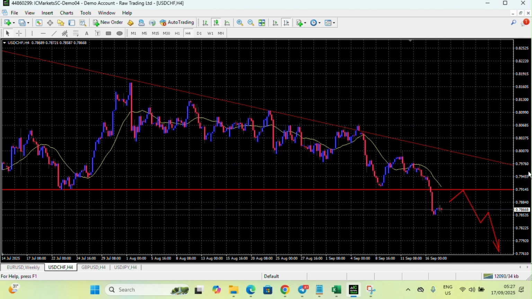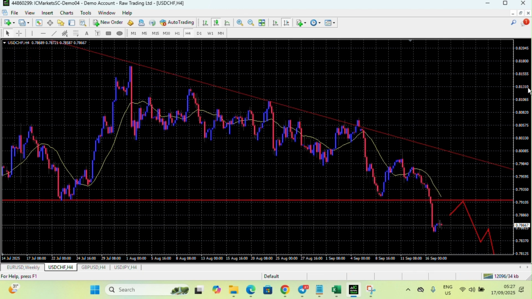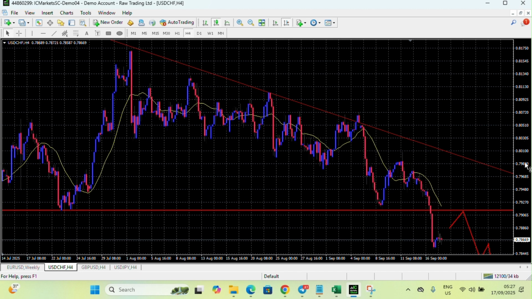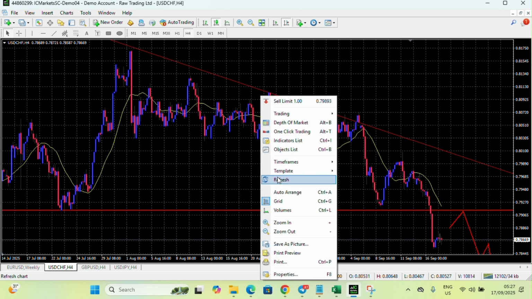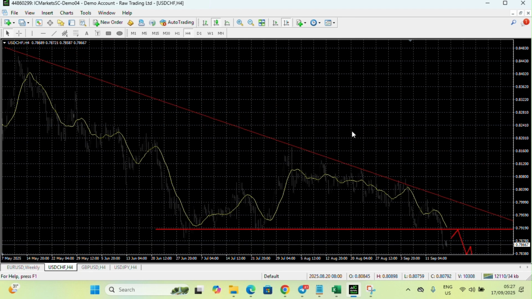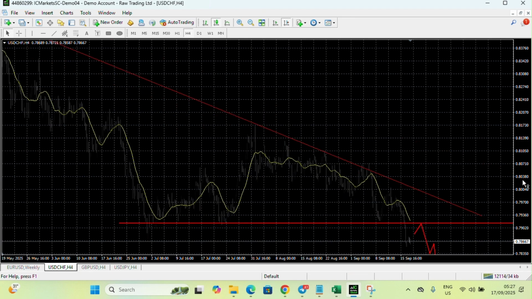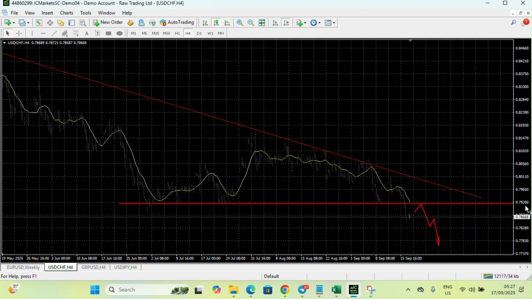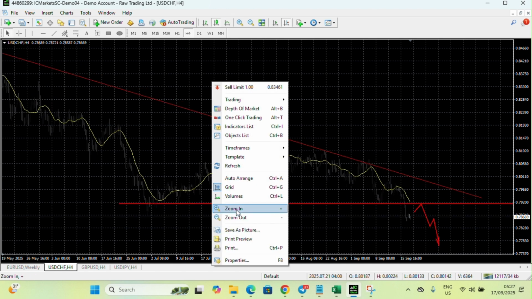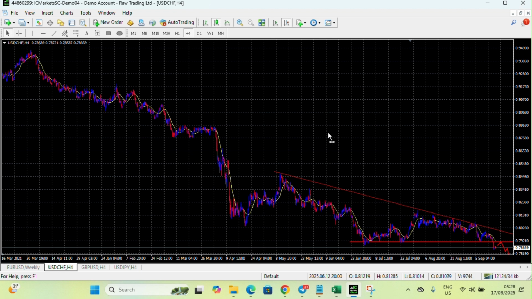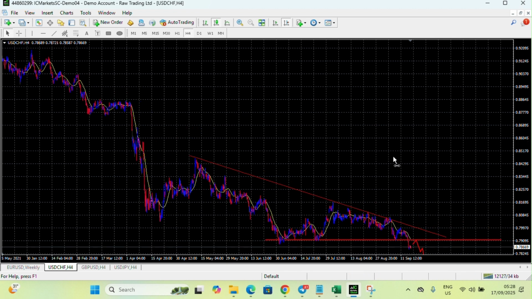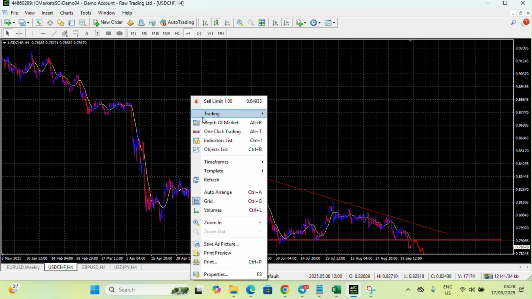That's what we have on the 4-hour time frame. So we can also try and zoom out on this chart. We can zoom out further, that's not a problem. The important thing is that we can see the chart pattern clearly, where we want them to be.